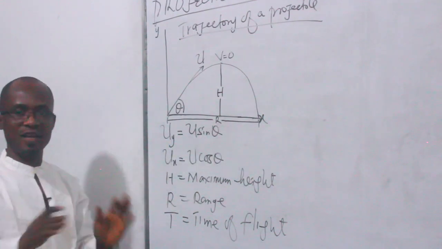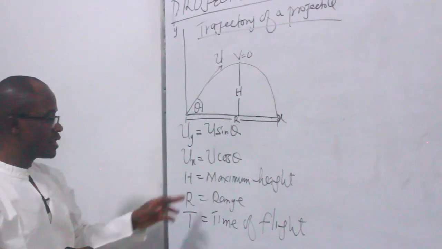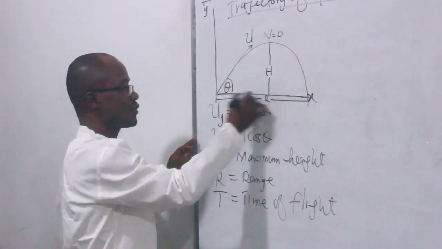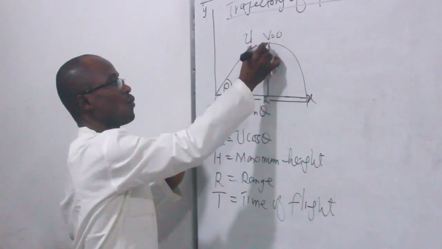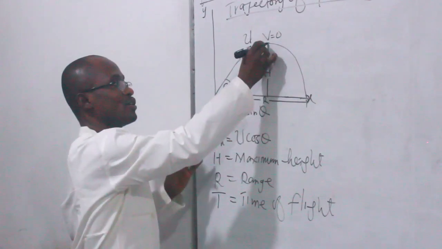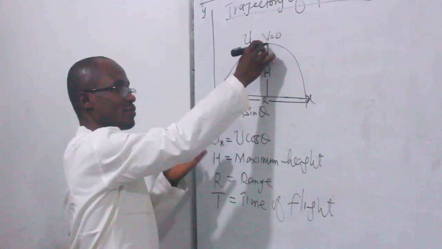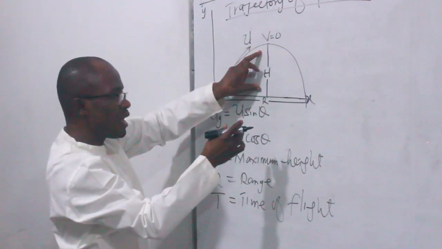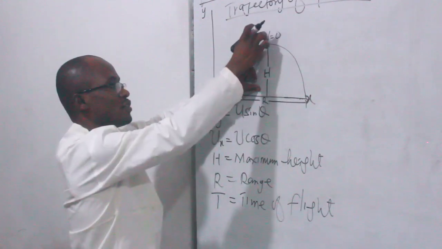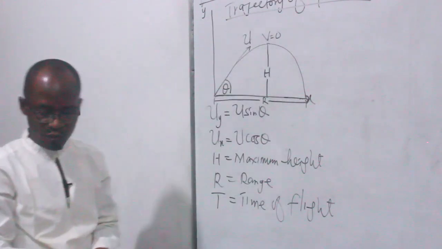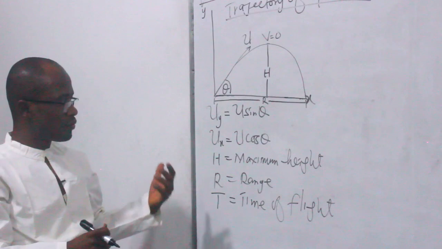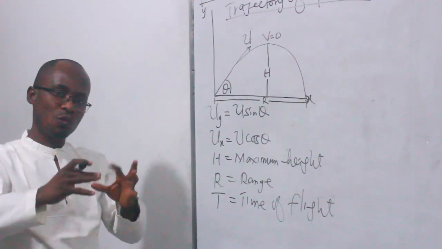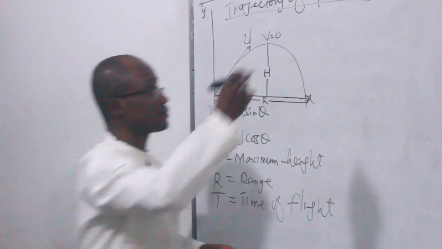Horizontally, there is no acceleration at all. While the maximum height is the maximum vertical distance from the level of projection to where the projectile begins to fall. That is what we mean by the maximum height. The maximum height is the maximum vertical distance. At the maximum vertical distance, the final velocity must be equal to 0. So, the most important part of this projectile is how we can derive the various equations of projectile.